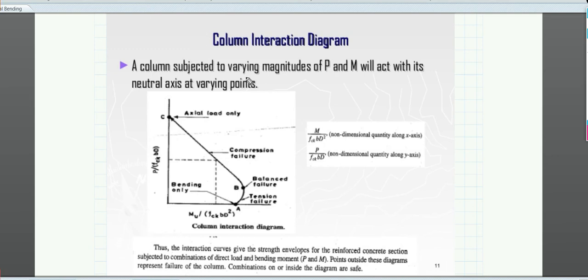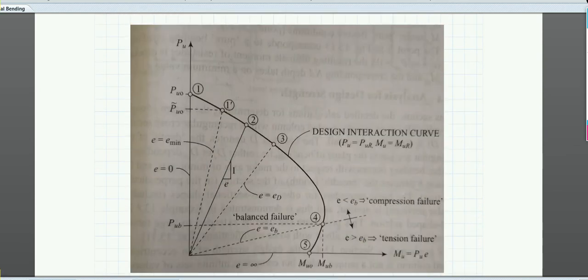A column subjected to varying magnitude of P and M will act with its neutral axis at varying points. So this is the diagram. Please go through the Pillai Menon book, probably you will understand. This figure is from that book. Here PU naught, or PUO, represents where eccentricity is 0. And this dash point is where the eccentricity is E minimum.